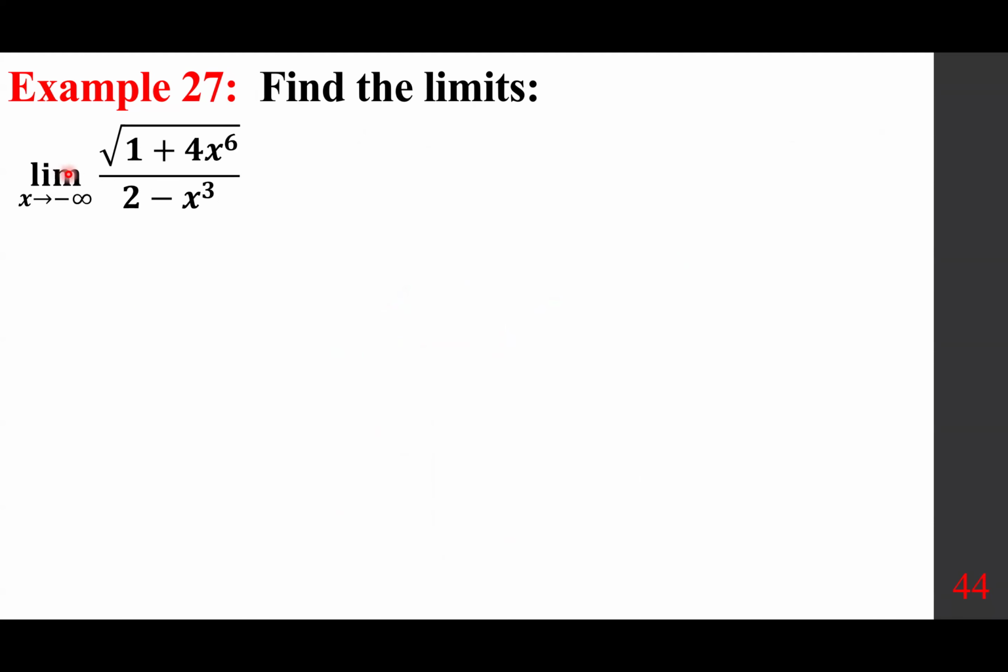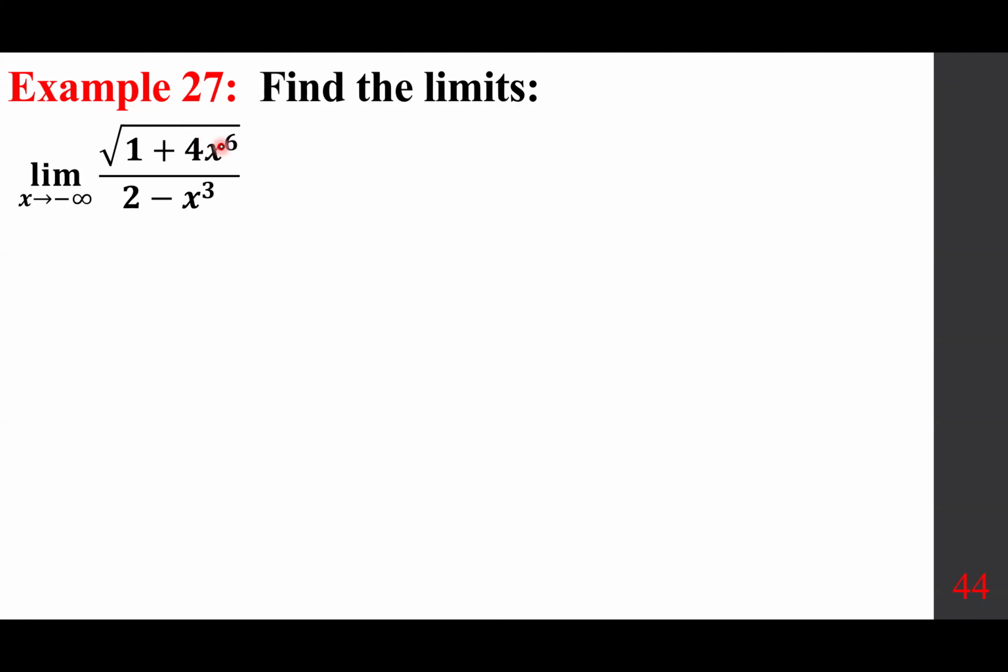Find the limit of the square root of 1 plus 4x to the power of 6 over 2 minus x cubed as x approaches -infinity. Among the different techniques, one easy way is to notice that, imagine if it had x to the power of 6, somehow it could come out and become either x cubed or minus x cubed. We're going to discuss positive or negative in a moment. And then that would make life easy.